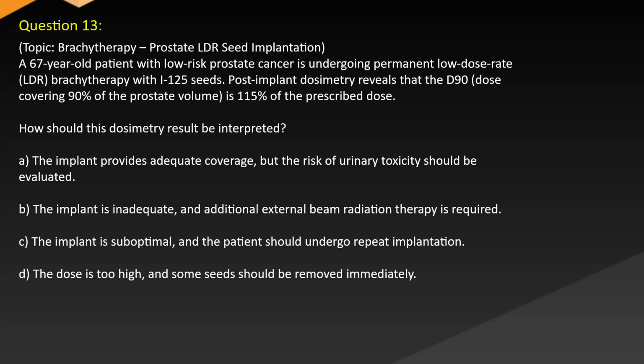How should this dosimetry result be interpreted? A. The implant provides adequate coverage, but the risk of urinary toxicity should be evaluated. B. The implant is inadequate and additional external beam radiation therapy is required. C. The implant is suboptimal and the patient should undergo repeat implantation. D. The dose is too high and some seeds should be removed immediately.